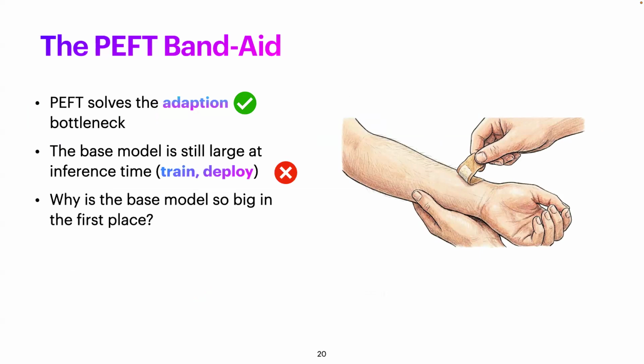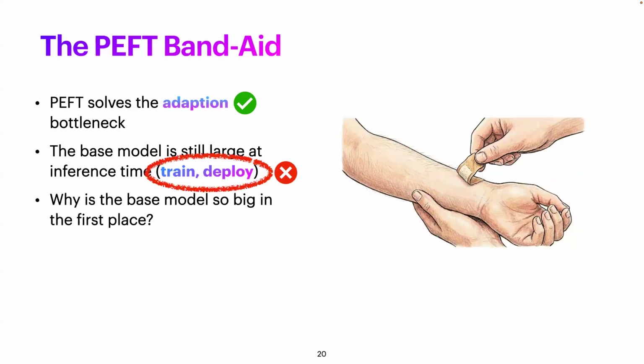That's pretty cool, but we still have the base model that is really big. And that's still a problem for both training and deployment, as I mentioned before. It's nice, but we need to remove this band-aid, basically. We need to try to solve this as well. And the question we're wondering is why these base models are so big in the first place. Maybe we can reduce them.